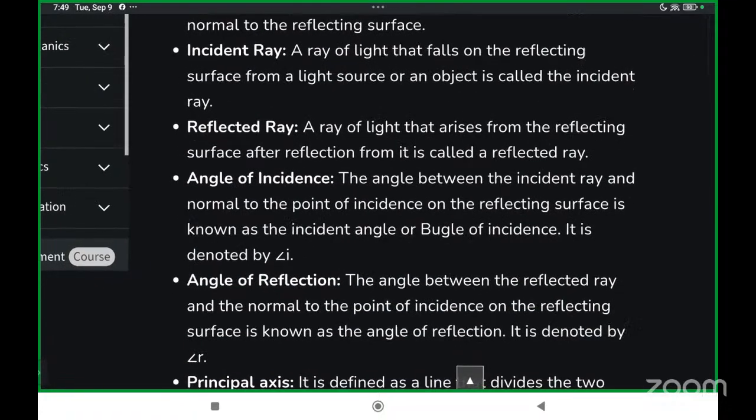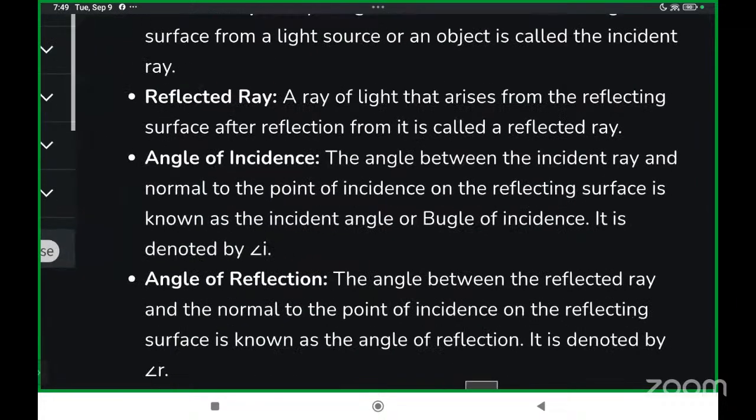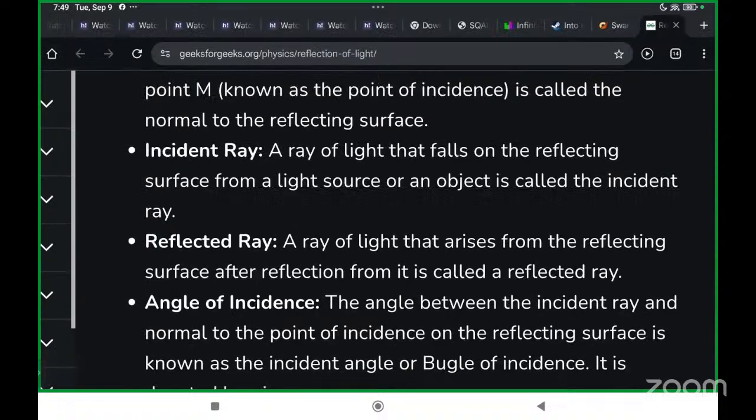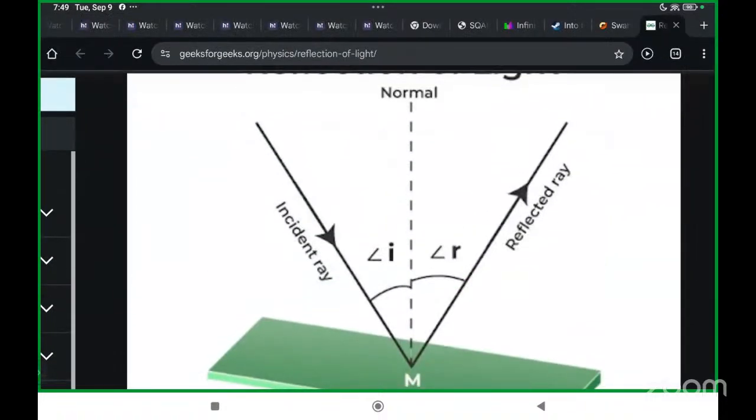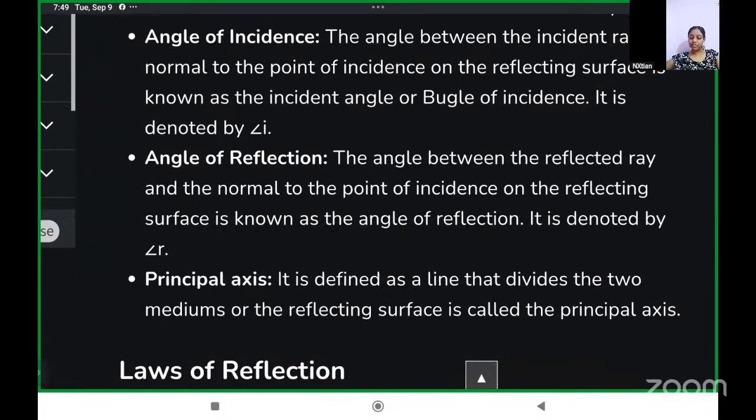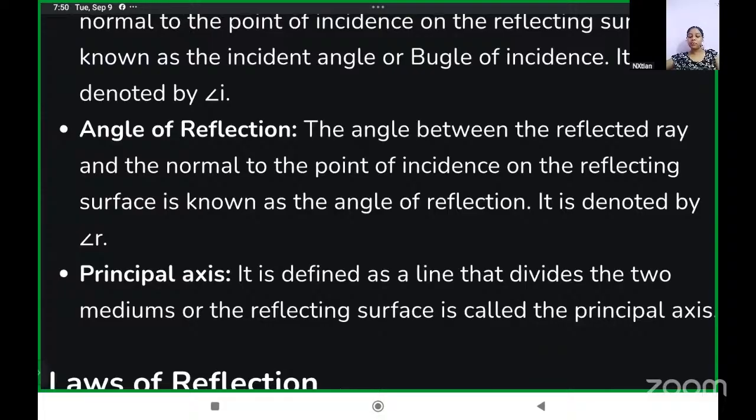Angle of incidence: the angle between the incident ray and normal at the point of incidence on the reflecting surface is known as the incident angle, or angle of incidence. It is denoted by I. Between the incident ray and normal, the angle formed is the angle of incidence. Between the reflected ray and normal, the angle formed is known as the angle of reflection, denoted by angle R.